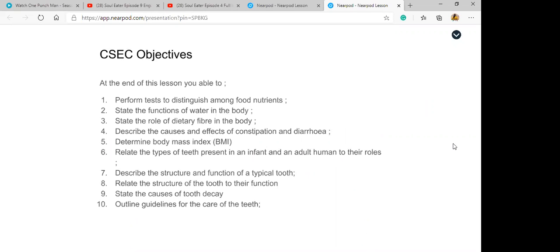All right, so these are some of the objectives that we have not covered as yet, like performing the test to distinguish among food nutrients, state the functions of water in the body, state the role of dietary fiber in the body, describe the causes and effects of constipation and diarrhea, and the list goes on. However, for today's class, we'll be focusing on the first objective. As we continue in the rest of the class, we'll move towards objectives 2, 3, and 4, and possibly number 5. So by next class, we should finish all 10 objectives.